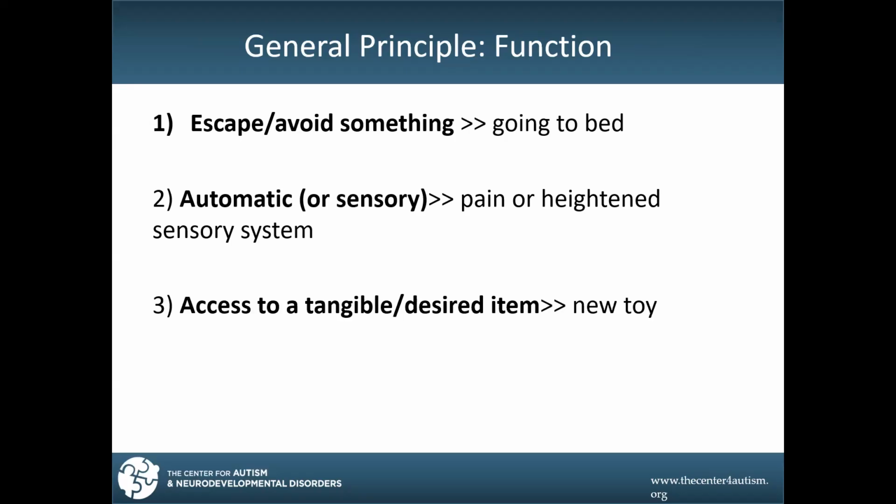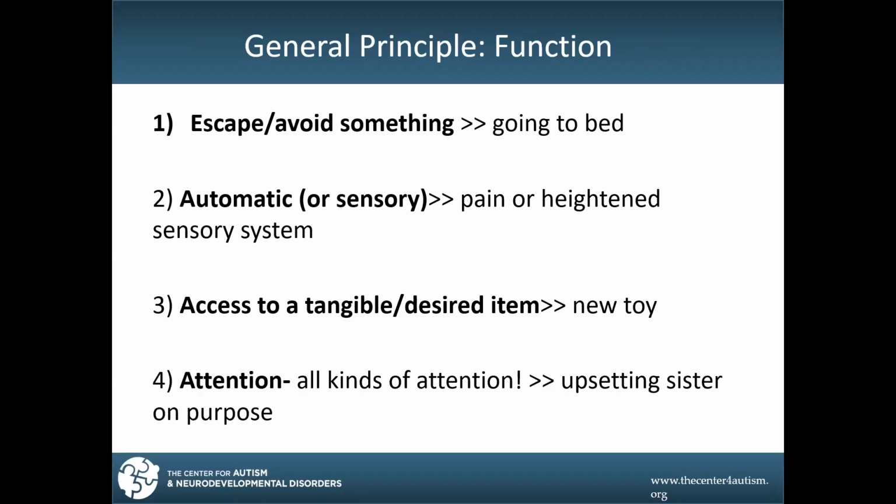The third function is access. This simply means getting something you want. It can be access to a toy, food, activity, or privilege. And finally, we have attention.